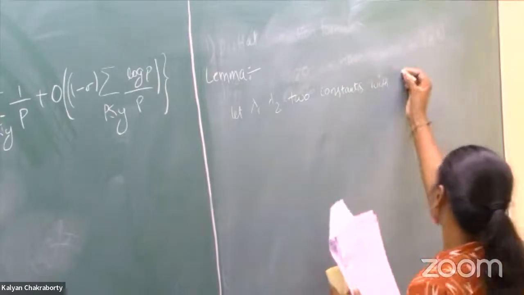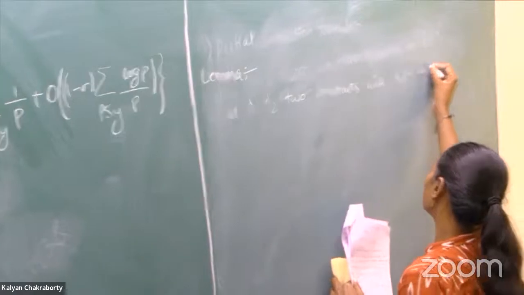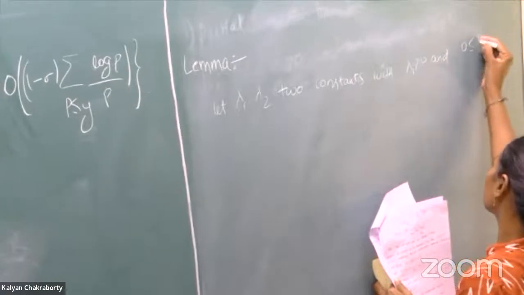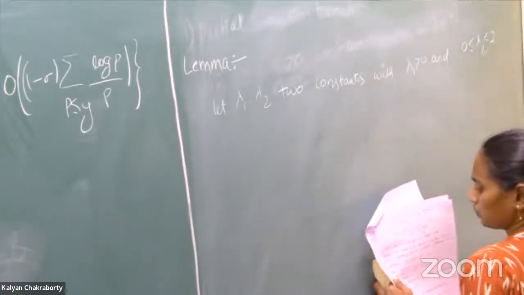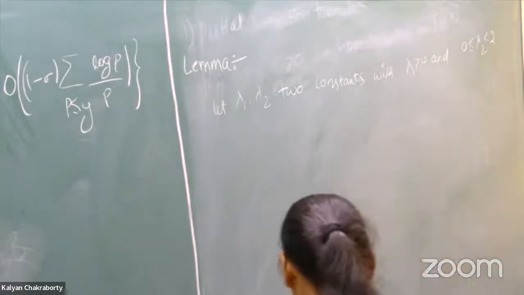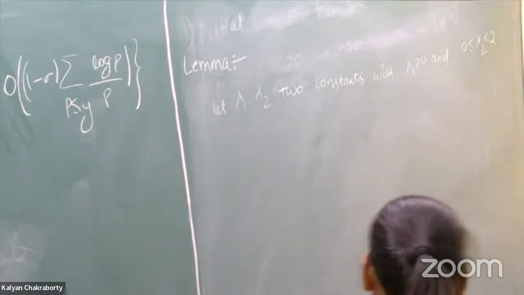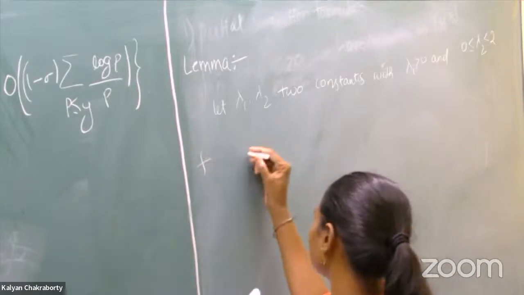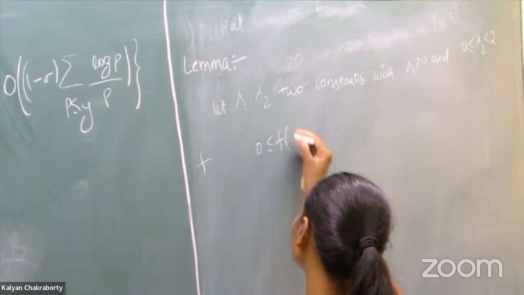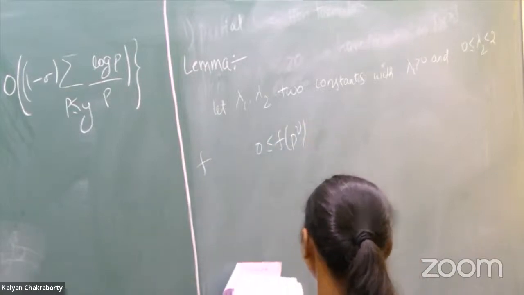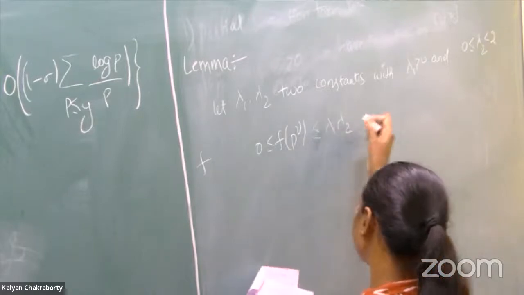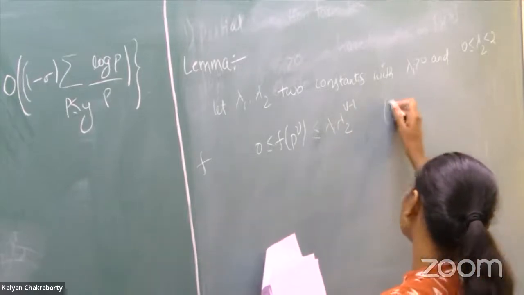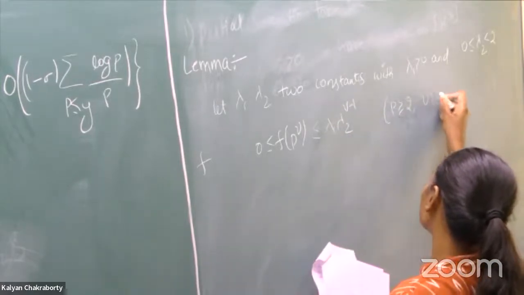The condition alpha 1 is greater than 0 and lambda 1 is greater than 0, lambda 2 equals 0. Uniformly for all multiplicative functions f, it satisfies the condition that f is less than or equal to f of p minus 1. But here p is greater than or equal to 2.